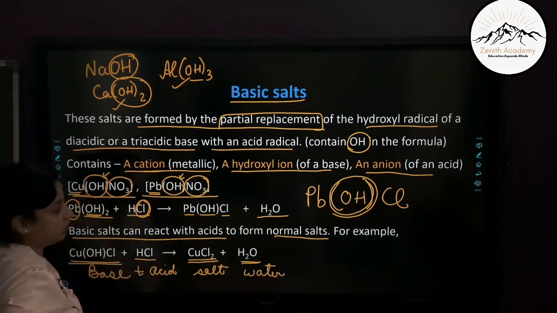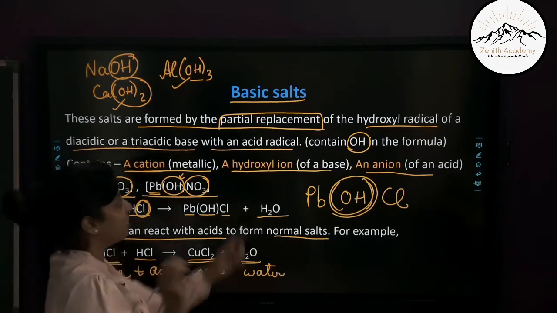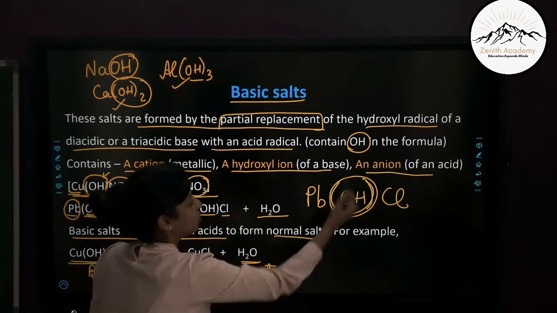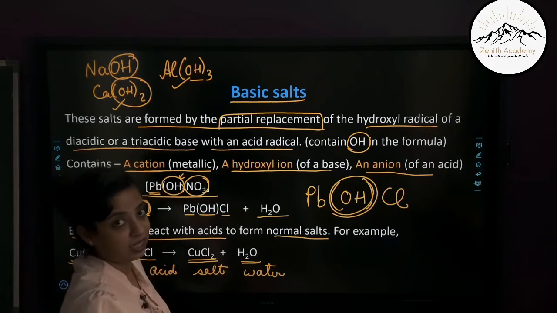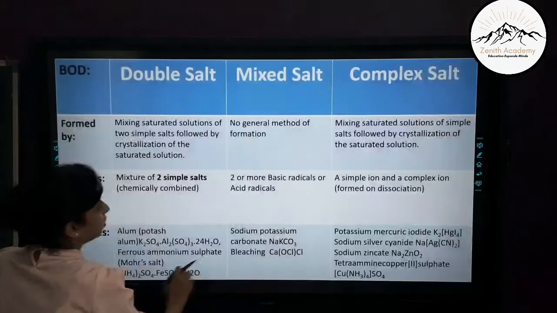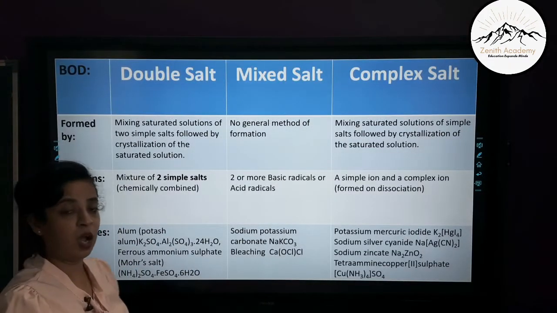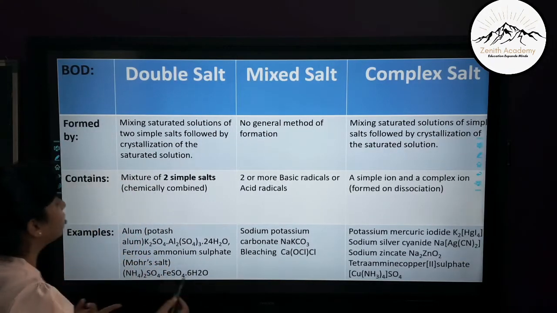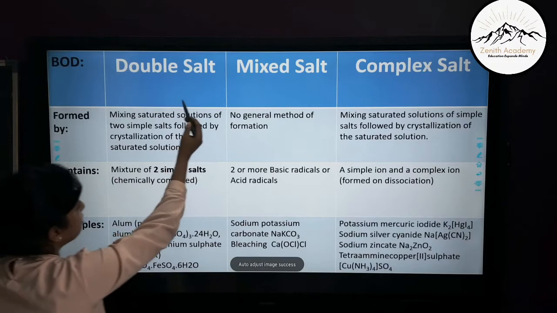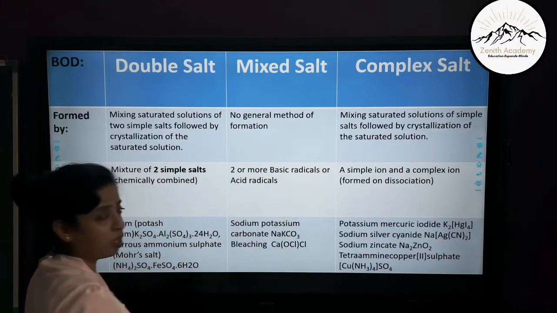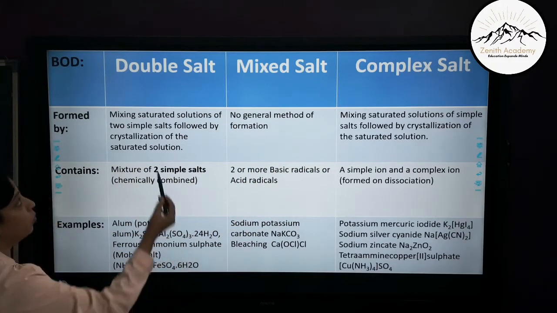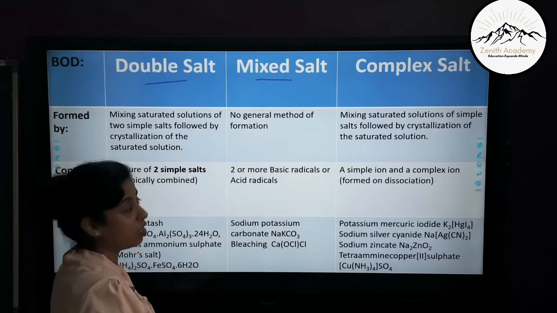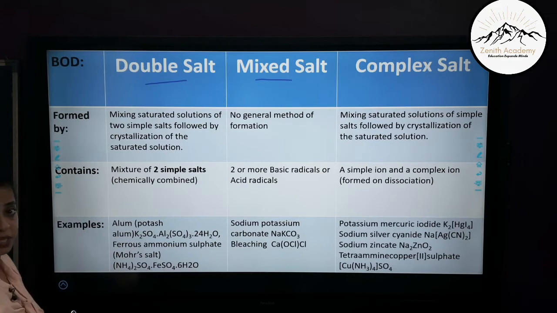Right. So we saw that acidic salt was behaving like an acid in the solution. Similarly, this behaves like a base or an alkali in the solution. So now that we have studied about normal salt, acidic salt and basic salt, there are also different types of salts here: double salt, mixed salt and complex salt. So it is very important to differentiate between these three types of salts because they are very closely related and students always make a mistake.